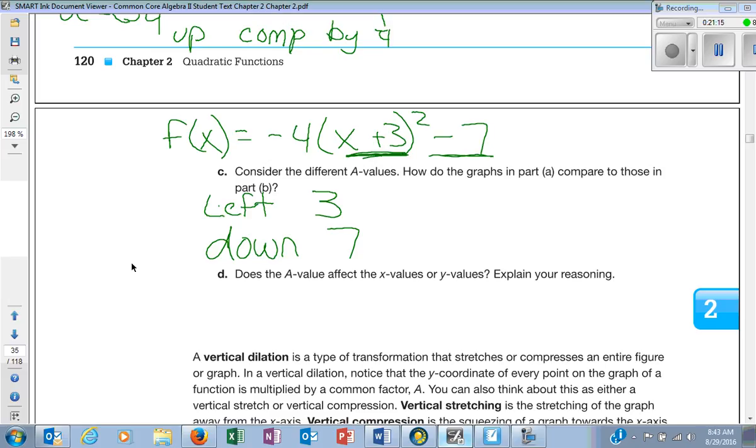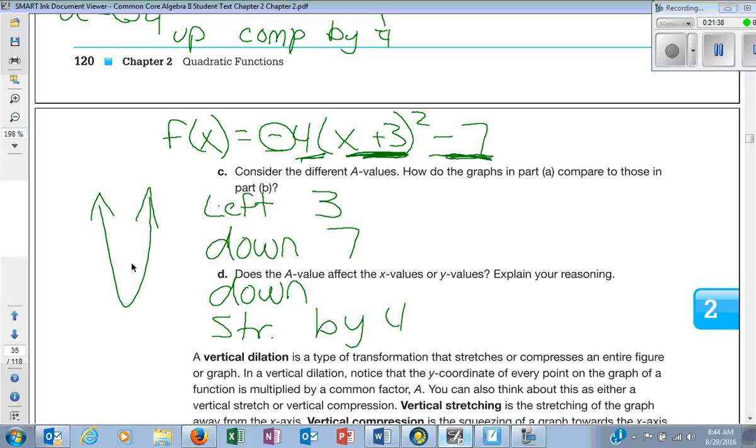That's what we did on Friday, talking about how this moves and how this moves. This moves opposite the way you think. This moves the way you think. Now, what does the negative tell me? That it's down. Concavity is down. And what does the 4 tell me? That it's a stretch, which means it's going to get skinnier by 4. And that's called a vertical dilation. This right here is called a vertical shift. Do you see the difference between them?